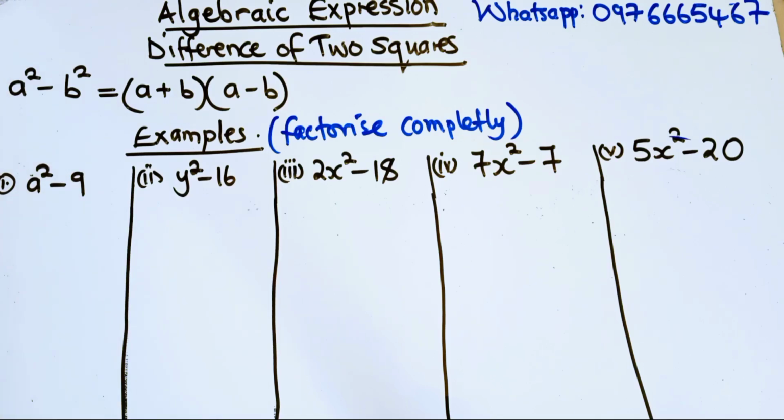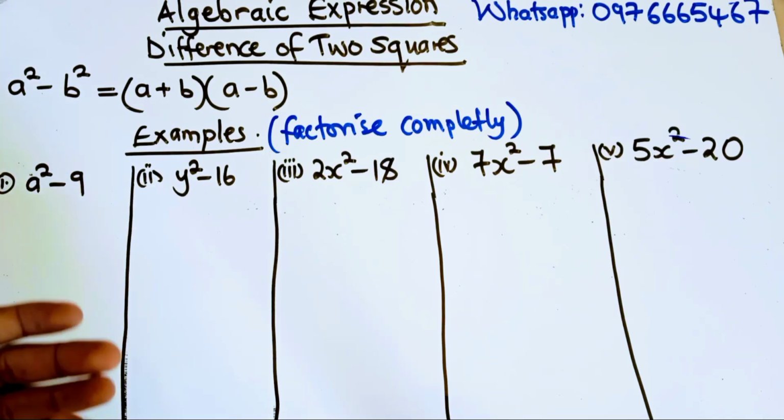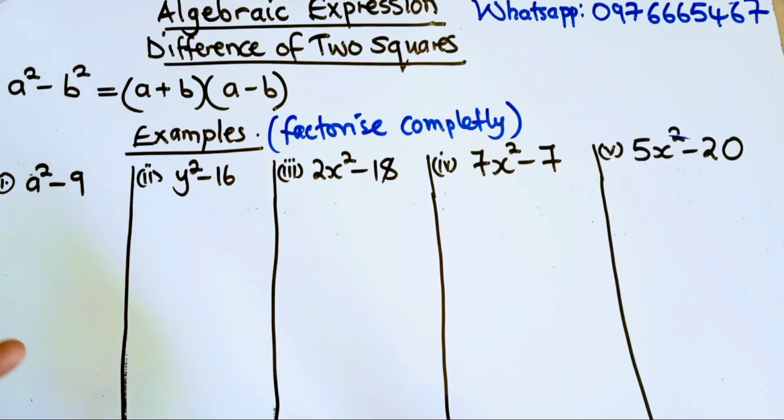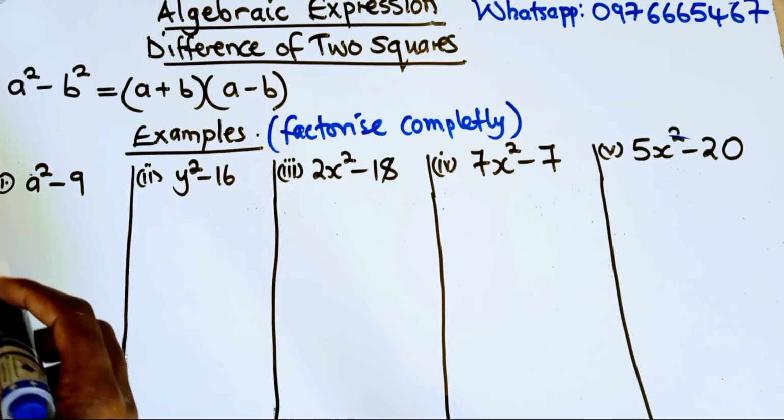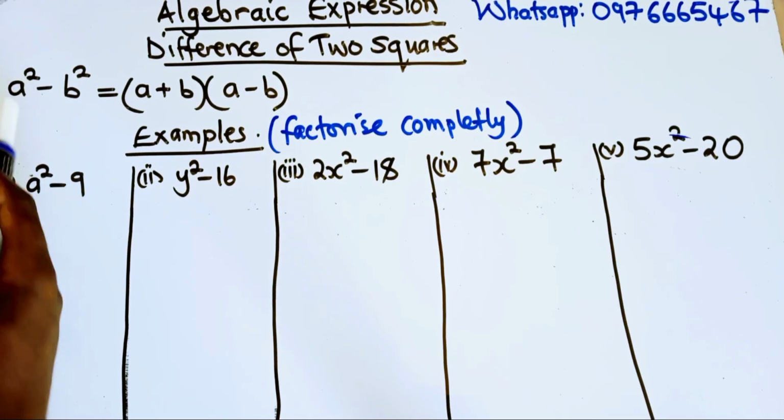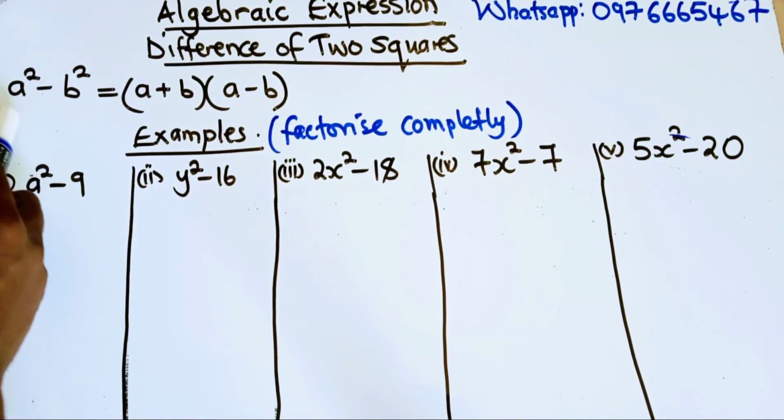So, in this tutorial, we're looking at factorization, and we're going to look at the method of using the difference of two squares. Now, how do you identify that's a difference of two squares? Just from the term itself, difference, it's subtraction. Squares, where the two bases are squared. For example, here we have a squared minus b squared.